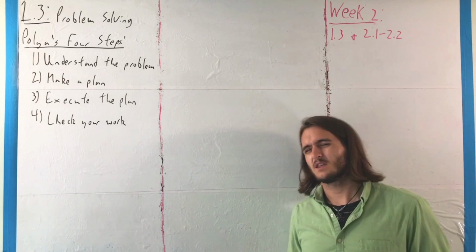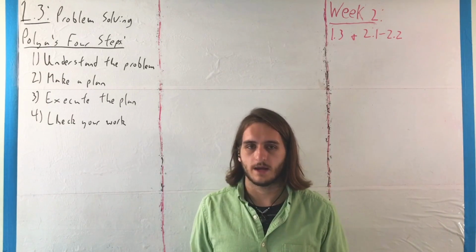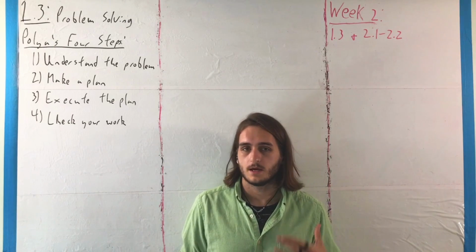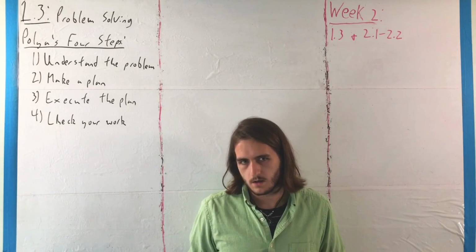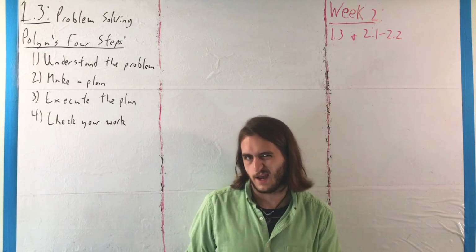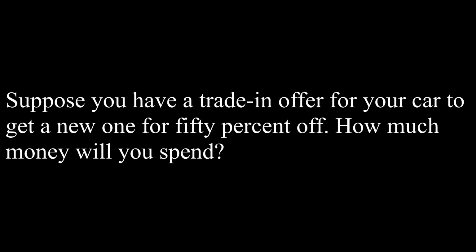So, to understand this before we actually carry out the 4 steps properly in a problem, let's see how it might go wrong. How you might have cases where you don't actually have everything that you need. So for this, suppose you have a trade-in offer for your car to get a new one for 50% off. How much money will you spend?